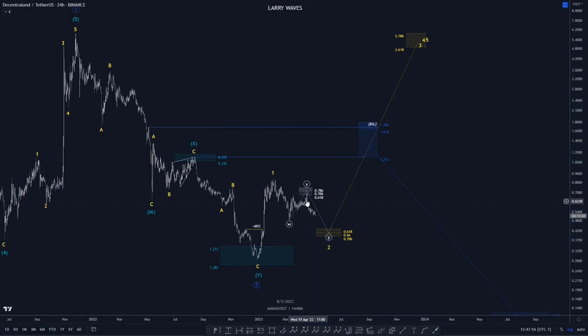But something like this is what we'll be looking for. Another A, B, C. It looks like we'll get one push down, one more push down here potentially, then a corrective move up, and then another push down.